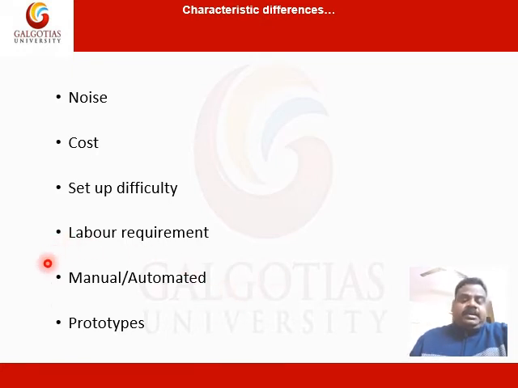Most conventional machining operations are manual or automated, but generally advanced machining processes are fully automated. So if we look at creating prototypes, conventional machining processes cannot produce very efficient and economical prototypes, whereas advanced machining processes can be used to produce prototype parts very efficiently and economically.